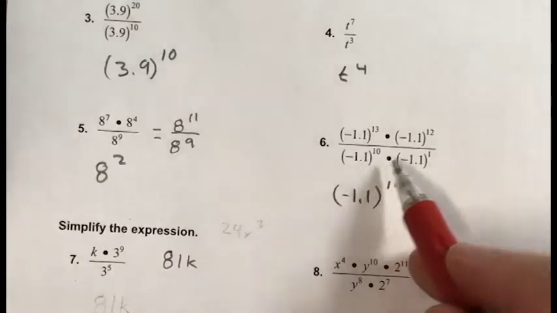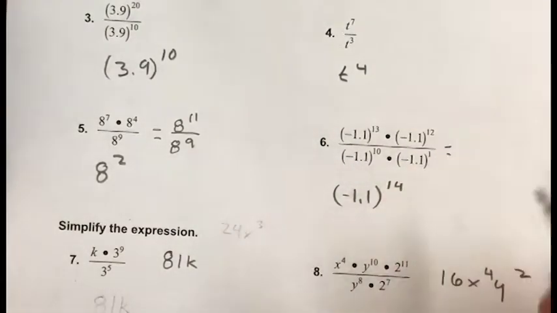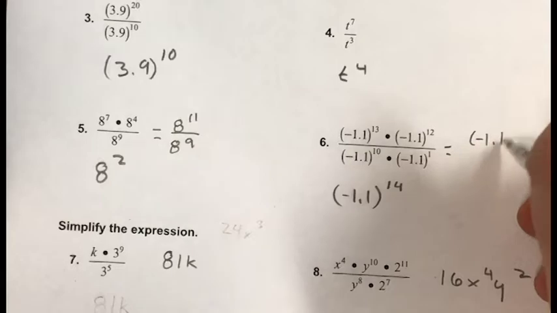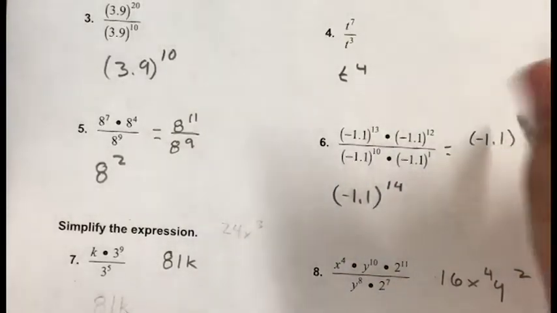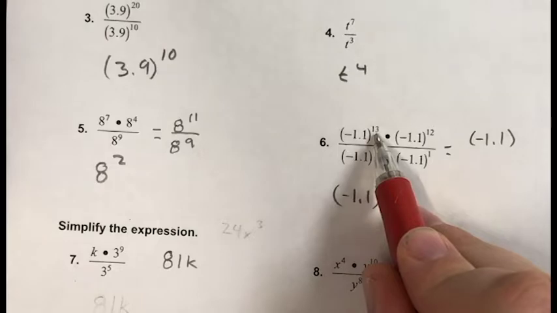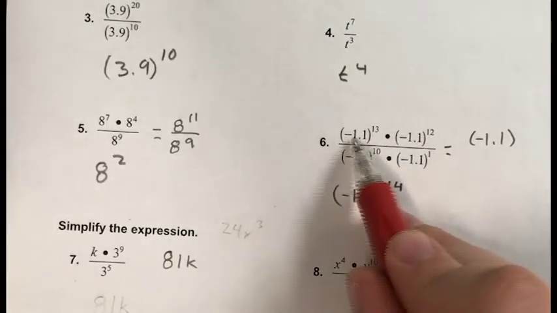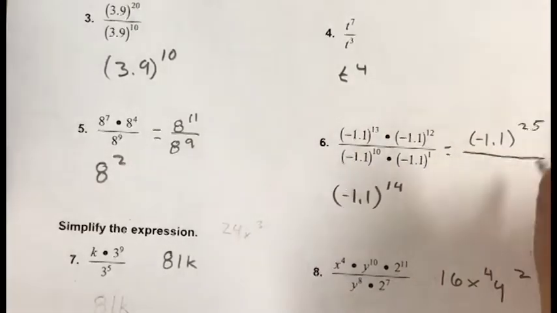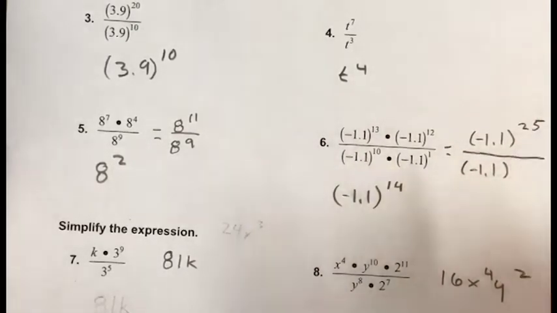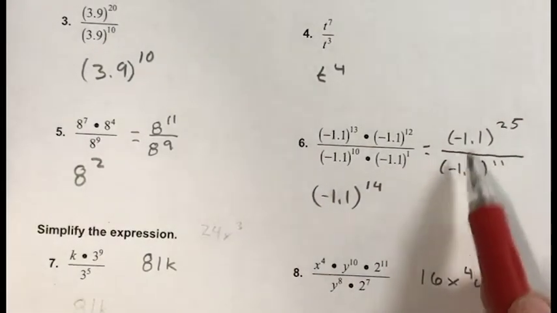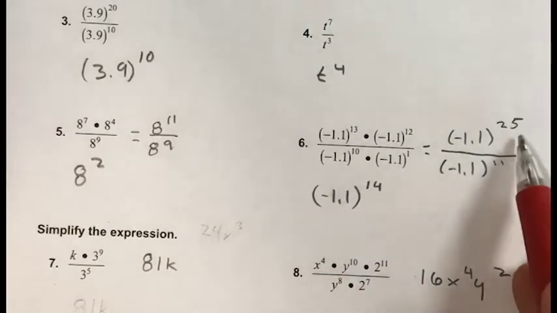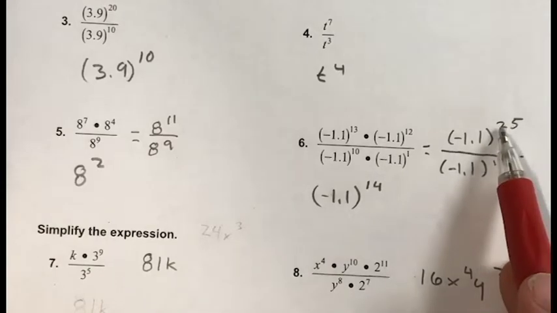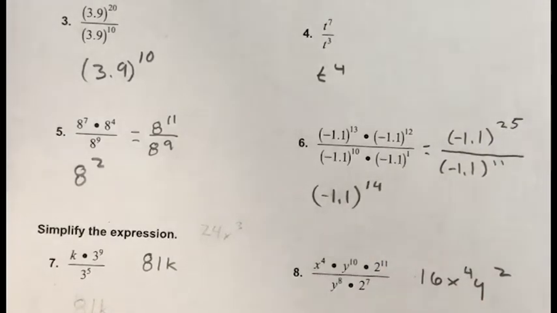All right, number 6, same concept. We're going to simplify the top by saying negative 1.1, which is my common base. And that's all being raised to, since this is a 13 and this is a 12, and they're being multiplied here, I'm adding them together and I'm getting 25. And that's all over negative 1.1 as my base to the 11th power. Now since the base is negative 1.1 and my exponents are 25 and 11, and I'm dividing, that means I subtract these two numbers. 25 minus 11 gives me 14.